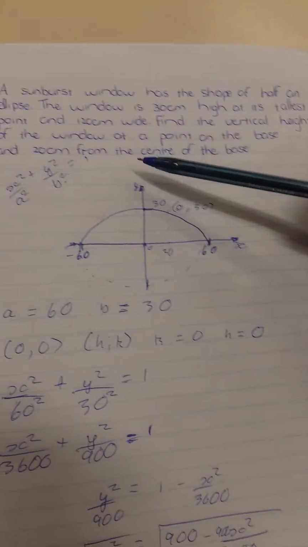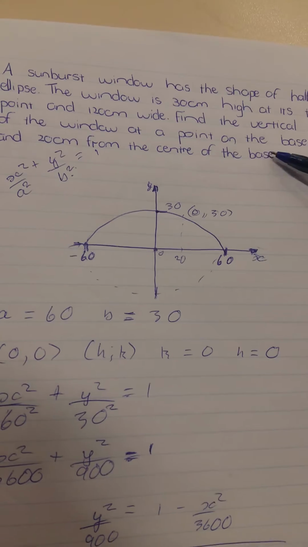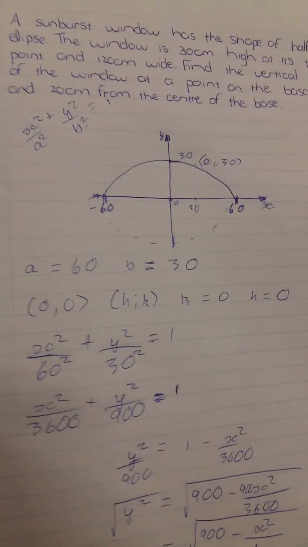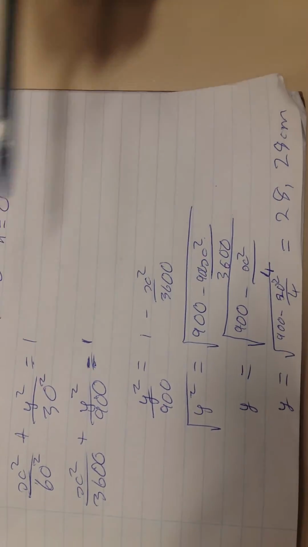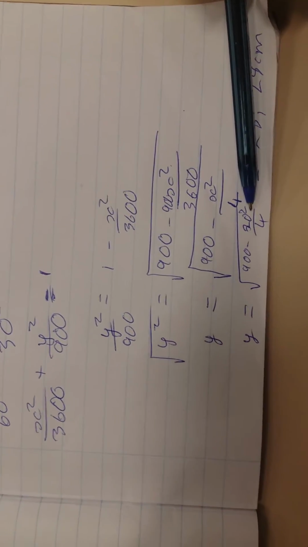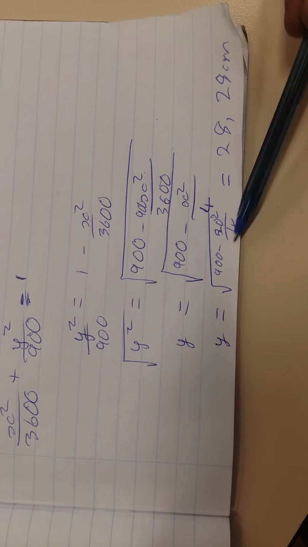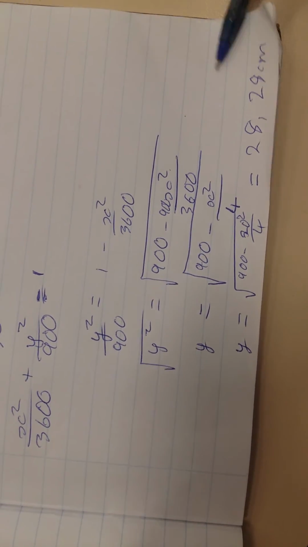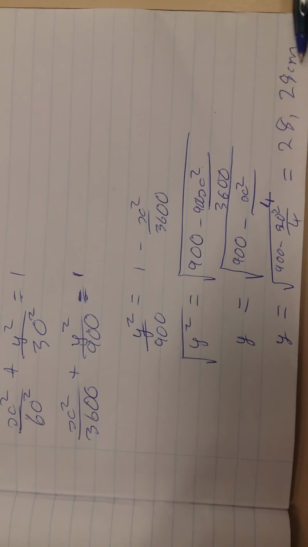Then the next part of the question reads 20 centimeters from the center of the base. Substitute 20 centimeters into your equation, and you get the square root of 900 minus 20 squared over 4, which will give you 28.28 centimeters.